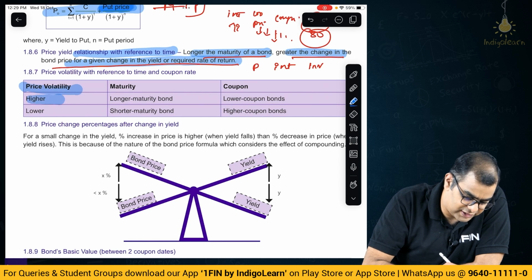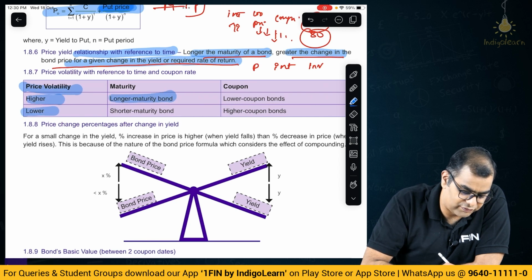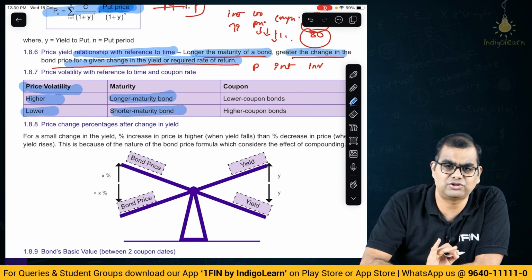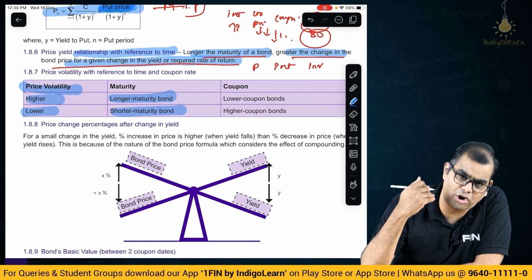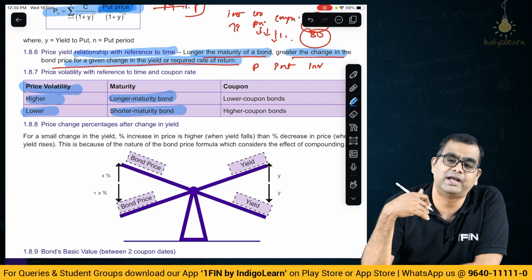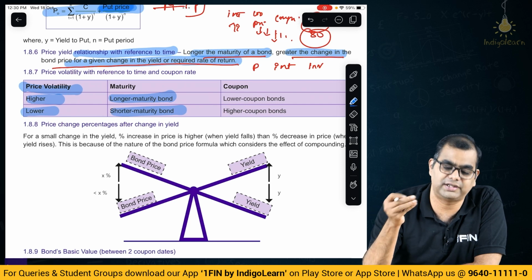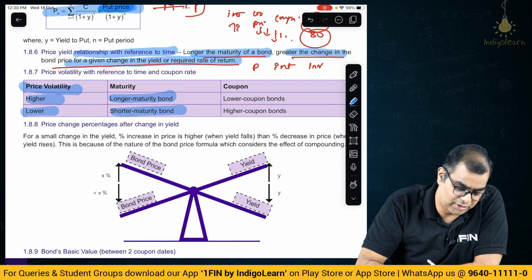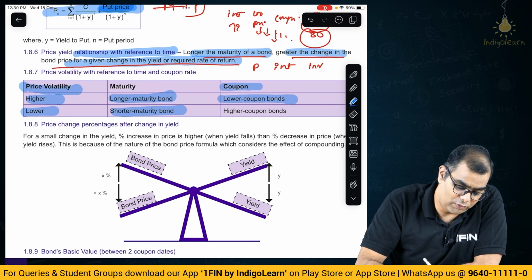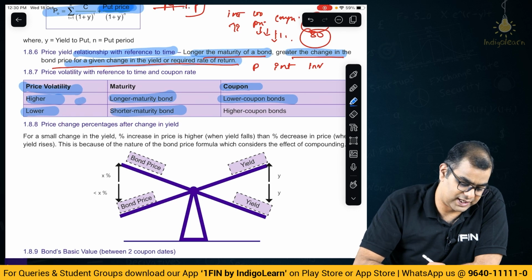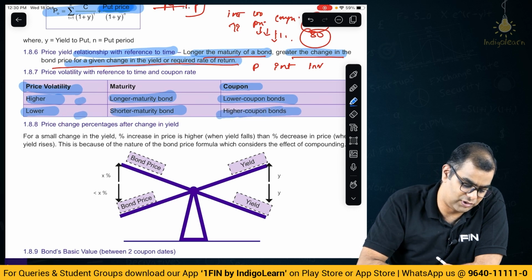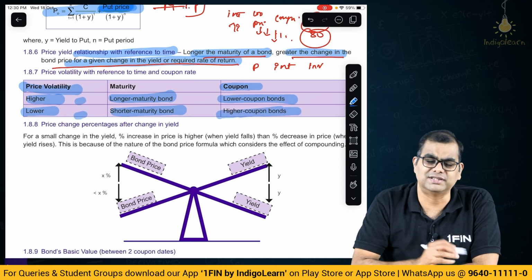Price volatility is higher for a longer maturity bond and lower for a shorter maturity bond. We have understood the logic now, because if they have a lot of years, you have to discount all of them, and the impact of change in interest rate on farther away cash flows is much higher than closer ones. Whereas when you come to coupon, if you have a lower coupon bond, price volatility is high. If you have a higher coupon bond, price volatility is low. What is this logic now?